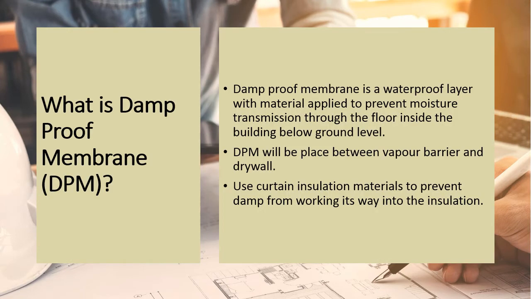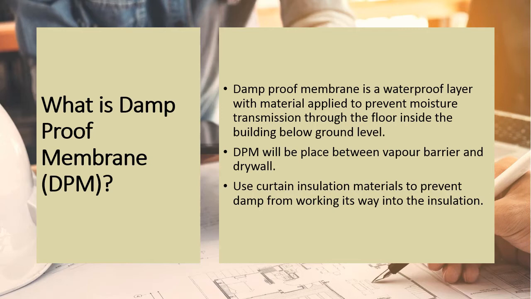So, the question is, what is a damp-proof membrane? A damp-proof membrane is a waterproof layer applied to prevent moisture transmission to the floor inside the building below ground level. If the material is not applied to the construction, something wrong will happen to the building.